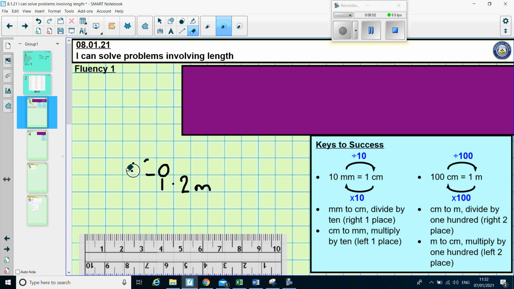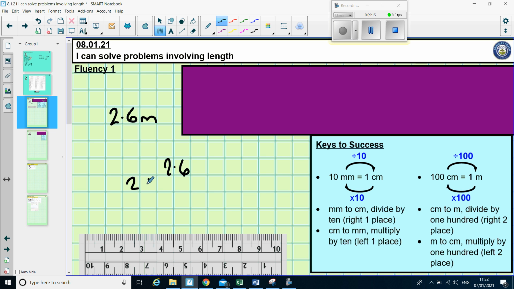And again, they might ask you to do that the other way round. So a question might say, what is 2.6 metres in centimetres? So I've got 2.6 metres. This time I've got to times it by 100. So my digits need to move 2 places to the left. So 2.6 metres is 260 centimetres.